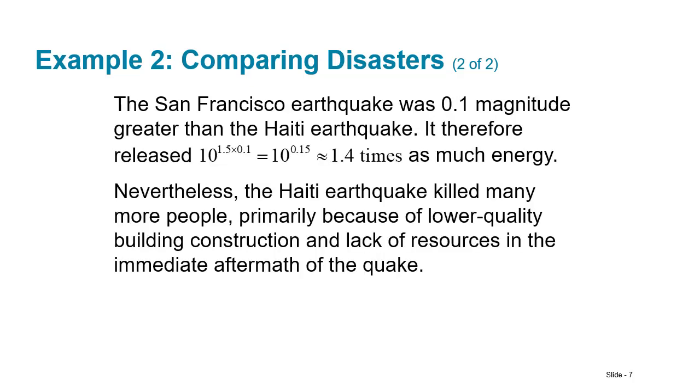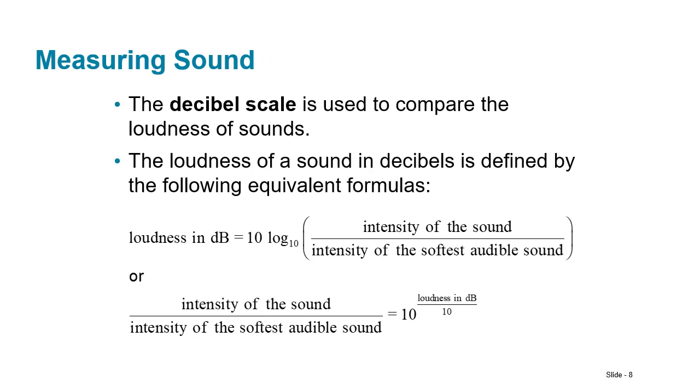So the San Francisco earthquake was 0.1 magnitude greater than the Haiti earthquake. It therefore released 1.4 times as much energy. Nevertheless, the Haiti earthquake killed many more people, mainly because of the lower quality in building construction and lack of resources and all that kind of stuff, right? I mean, San Francisco knows that earthquakes are coming, so they have building codes that make them build things to withstand earthquakes, where in Haiti they don't have those same rules.